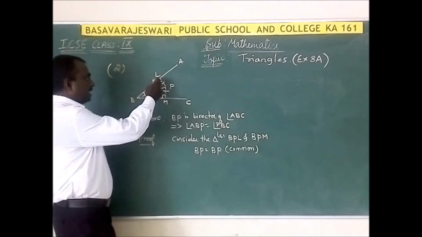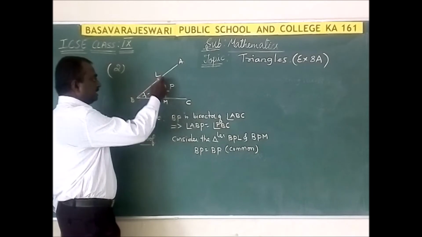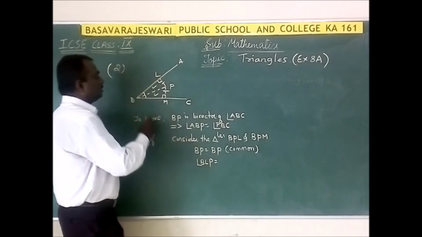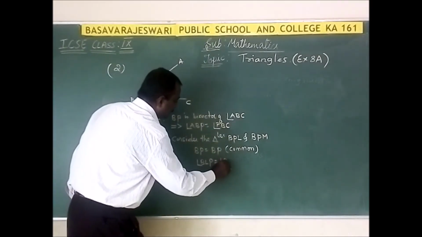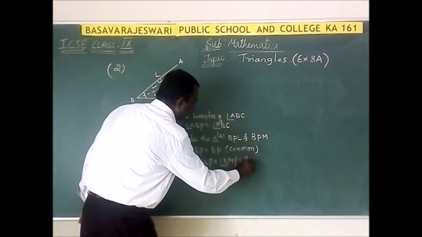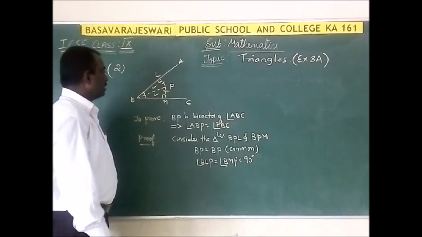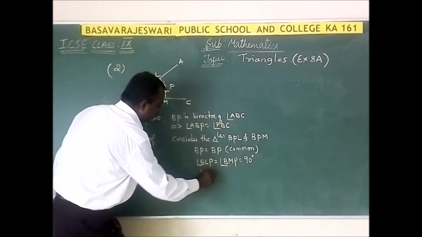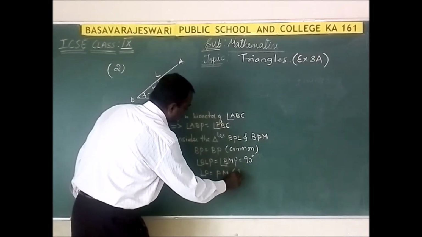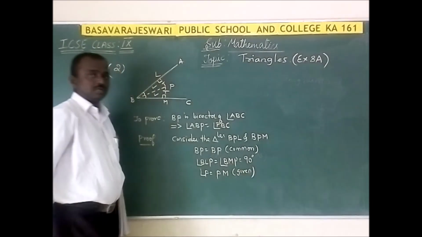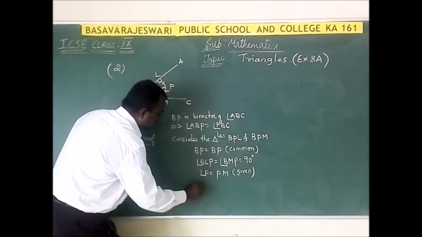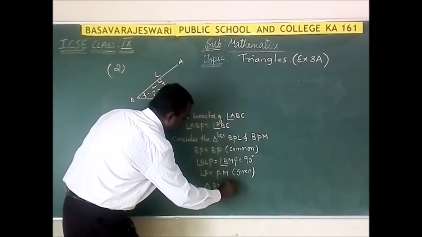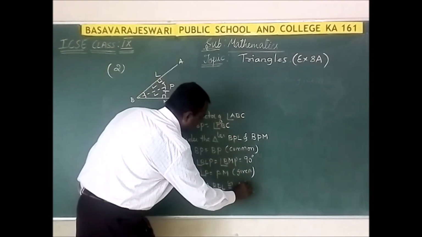Next, one angle they are given equal. What is the angle? Angle BLP is equal to angle BMP. How much? It is 90 degrees. Correct? And one more side they are given equal. It is given LP is equal to PM, given in the question only. So therefore, two triangles are congruent. Triangle BPL is congruent to triangle BPM.